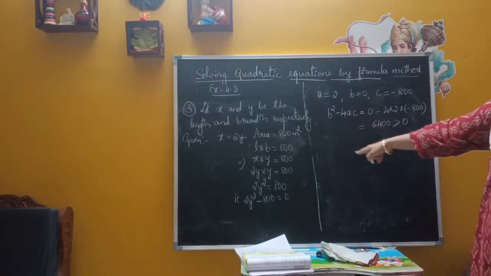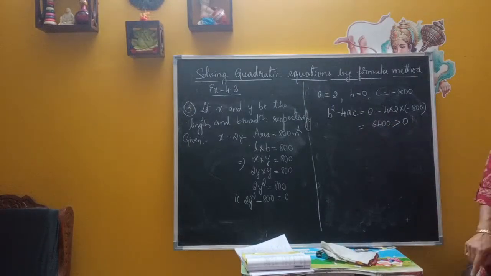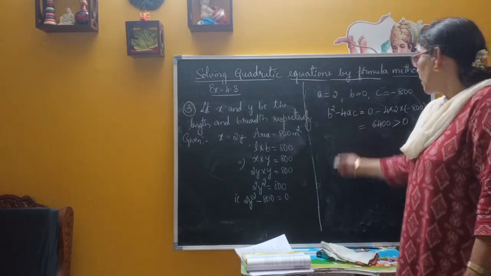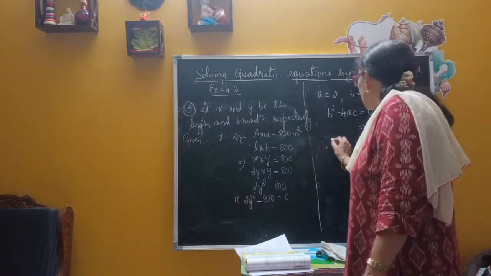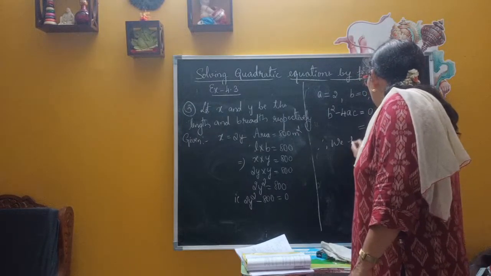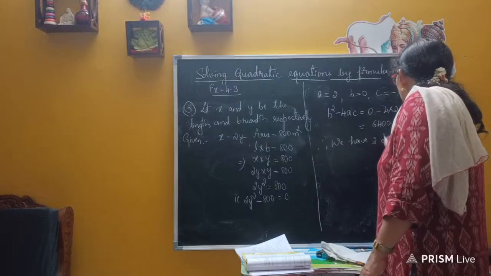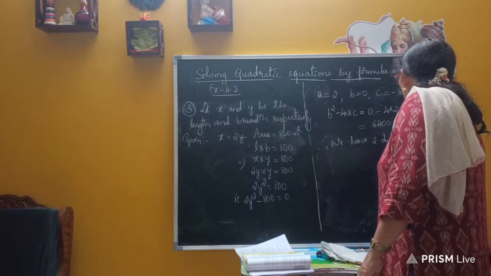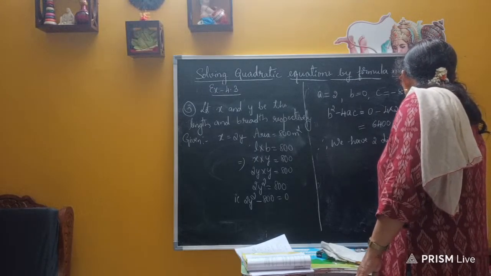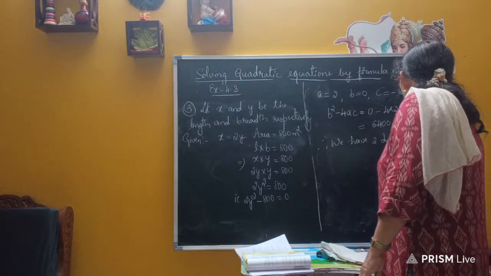Okay, now let us find that term using the quadratic formula. Yes, what is quadratic formula? Yes, first to write. Therefore, we have two real roots. Two distinct real roots.